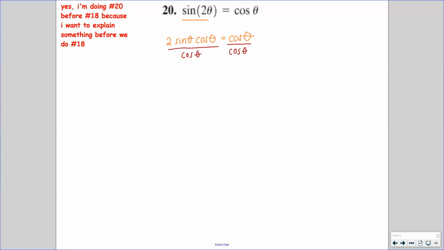What happens when I divide everything by cosine? Well, the cosines cancel on the left side and the right side, and we're left with 2 sine theta is equal to 1. Great. Now we can get theta by itself. The sine of theta is equal to 1/2. Take the principal value there using inverse sine.